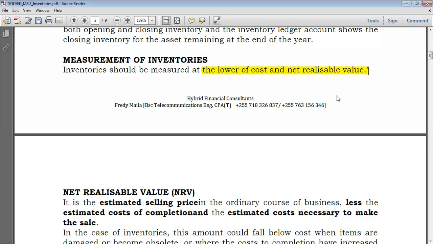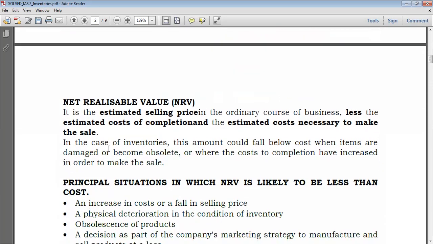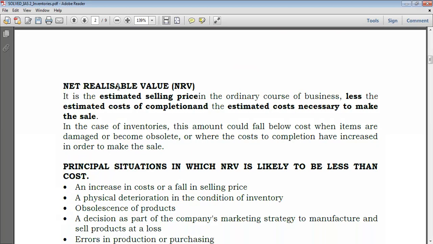Cost is what you incurred to acquire that asset, that inventory, right? Right. And net realizable value is what you get after selling that inventory. Actually, you check the sales you receive, and you deduct the cost that you have incurred to make sure that the sale has been made. So this net realizable value is explained down here: you take the estimated selling price less the estimated cost of completion.